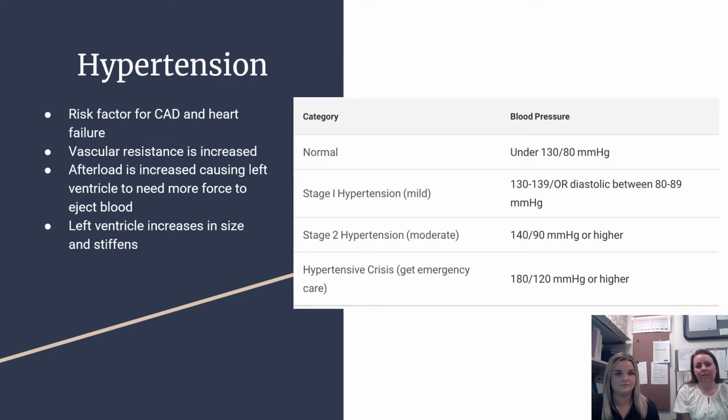Hypertension is a common risk factor for coronary artery disease and heart failure patients. Vascular resistance is increased, which then causes the afterload to be increased, causing the left ventricle to need more force to eject the blood, which we've talked about a bit in this presentation already. The left ventricle also increases in size and stiffens.